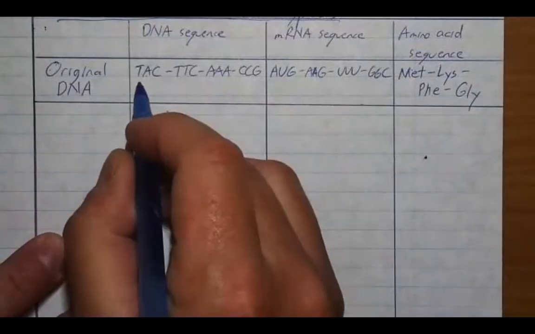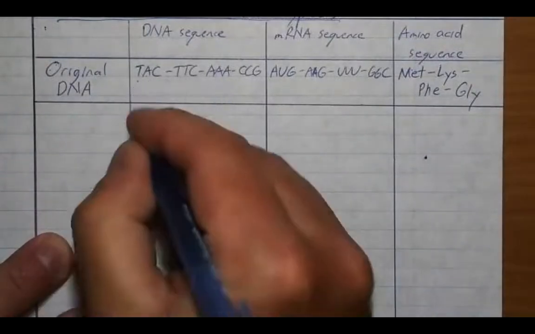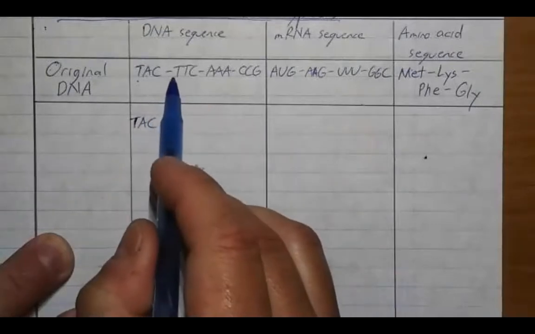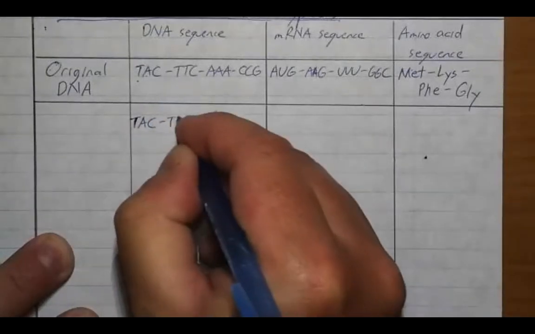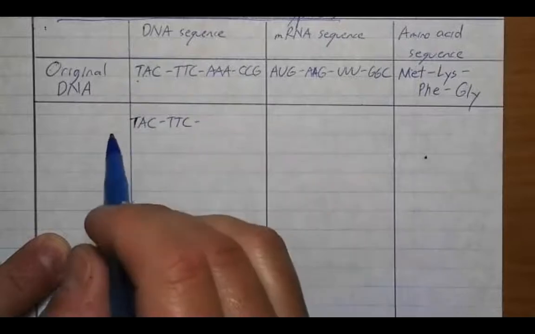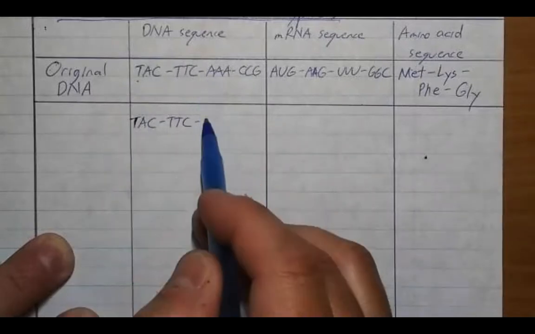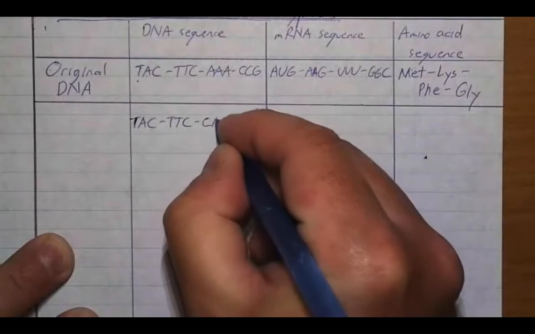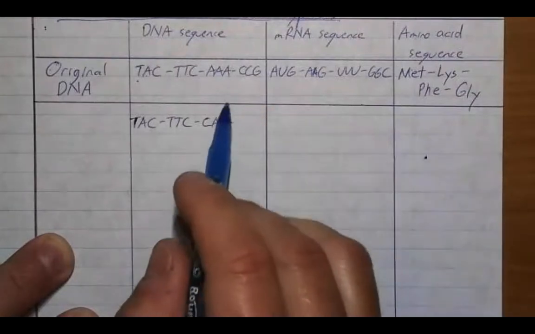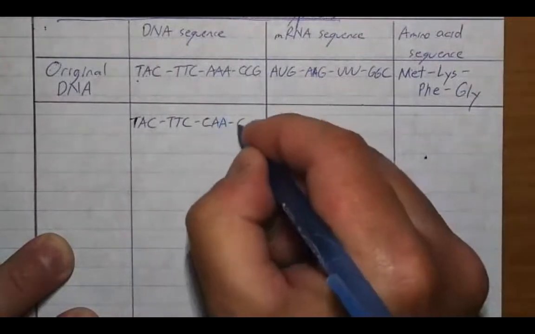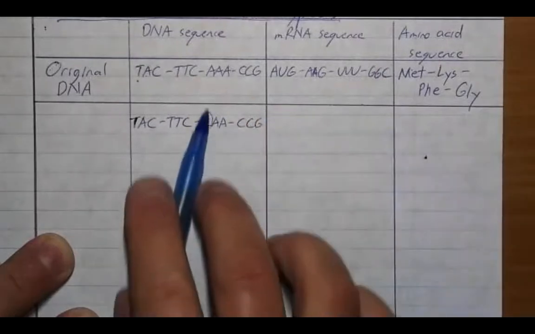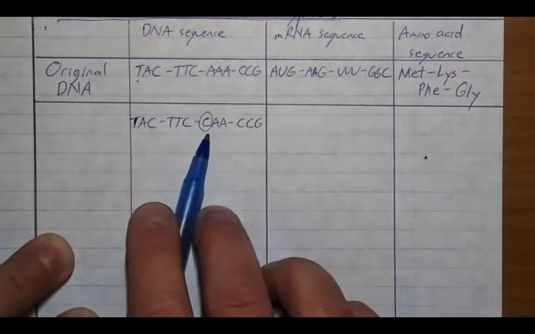Okay, so it starts off the same, TAC, same TTC, TTC, but this time, this first A got switched. Something got changed. Now instead of AAA, it's CAA. And then the end of it is still CCG. So what got changed? This guy right there. It used to be an A, now it's a C.